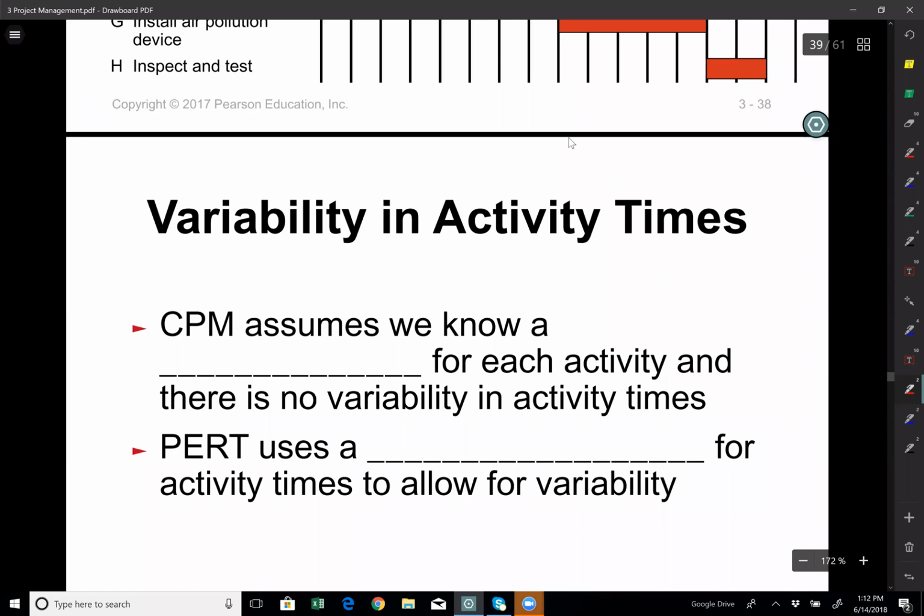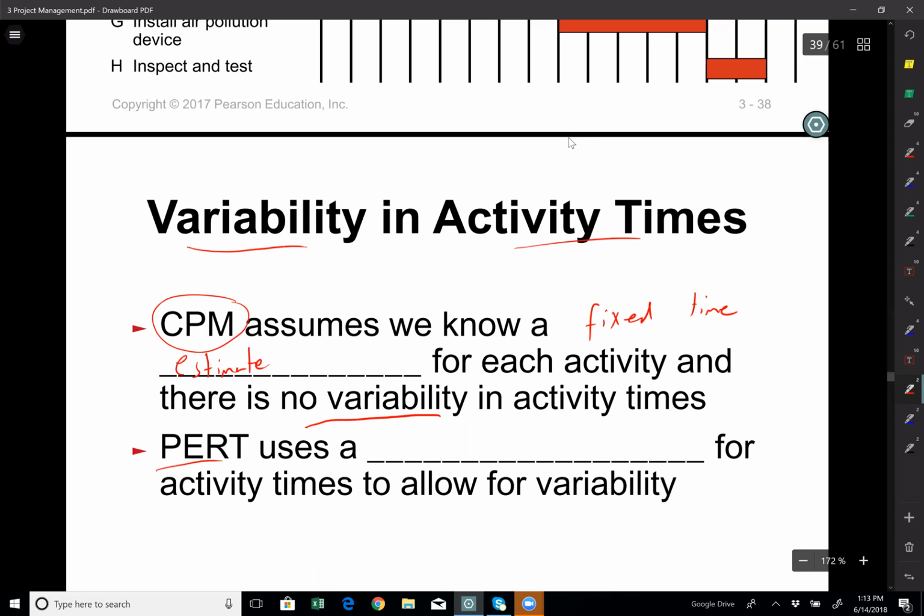Today, I would like to talk about project management, and specifically, I will talk about variability in activity times. CPM, critical path method, we talked about this, assumes that we know a fixed time estimate for each activity, and there is no variability. So this is a really big assumption.